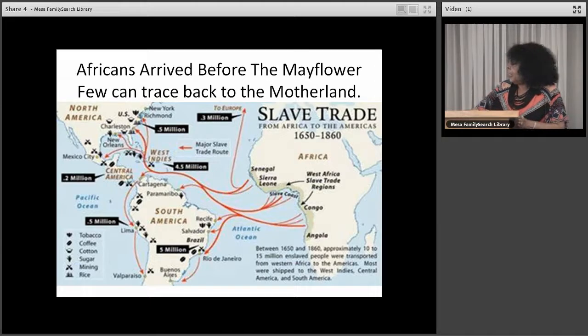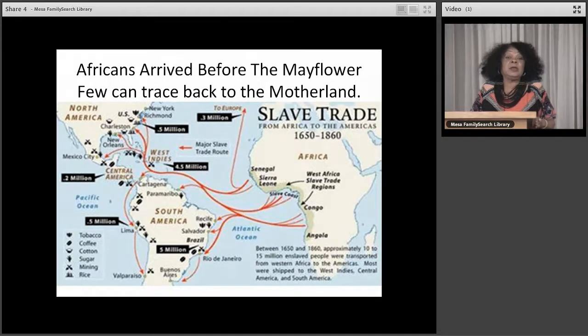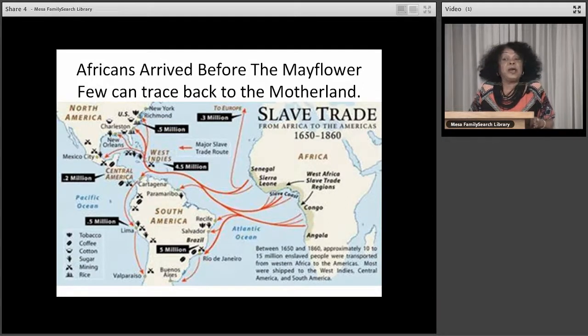Between 1650 and 1860, approximately 10 to 15 million enslaved people were transported from Western Africa to the Americas. Most were shipped to the West Indies, Central America, and South America. Now that number, the 10 to 15 million, those are the ones that they know arrived. And you can probably estimate that maybe half that many didn't make the passage for whatever reason, sickness, disease on the ship. If there was a threat of the ship being captured, very often they would throw the Africans overboard.